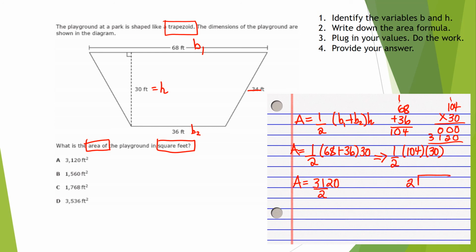So 2 goes into 3,120. 2 goes into 3 one time, subtract, bring down the 1. 2 goes into 11 a total of 5 times, which is 10. Subtract, bring down the 2. 2 goes into 12 a total of 6 times, which is 12. Subtract, bring down the 0, and 2 goes into 0, 0 times. So our answer is going to be 1,560. Remember, we're using square feet, so square feet. So the correct answer would be B.